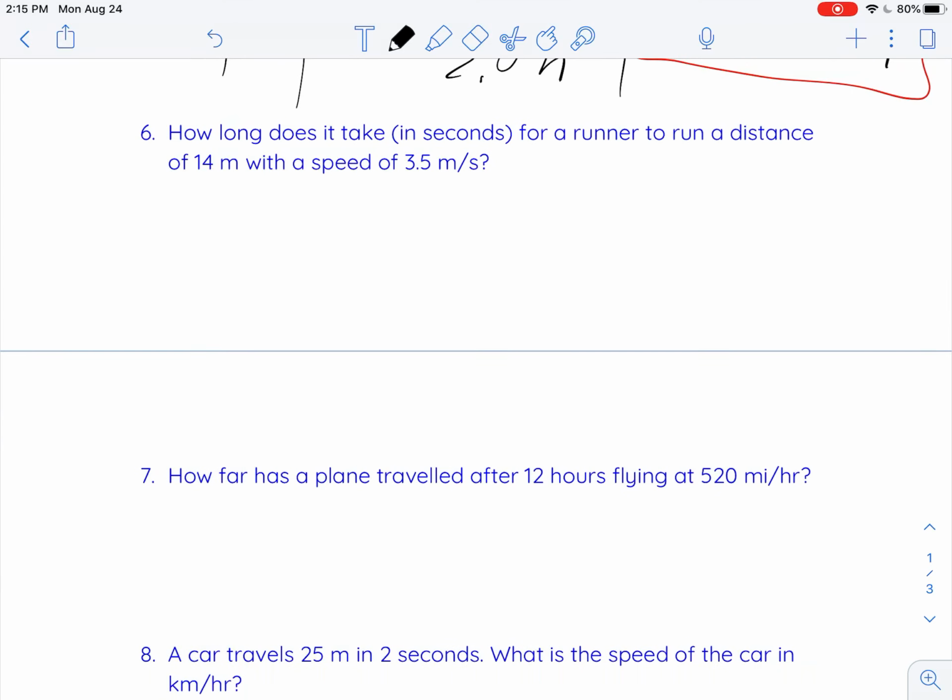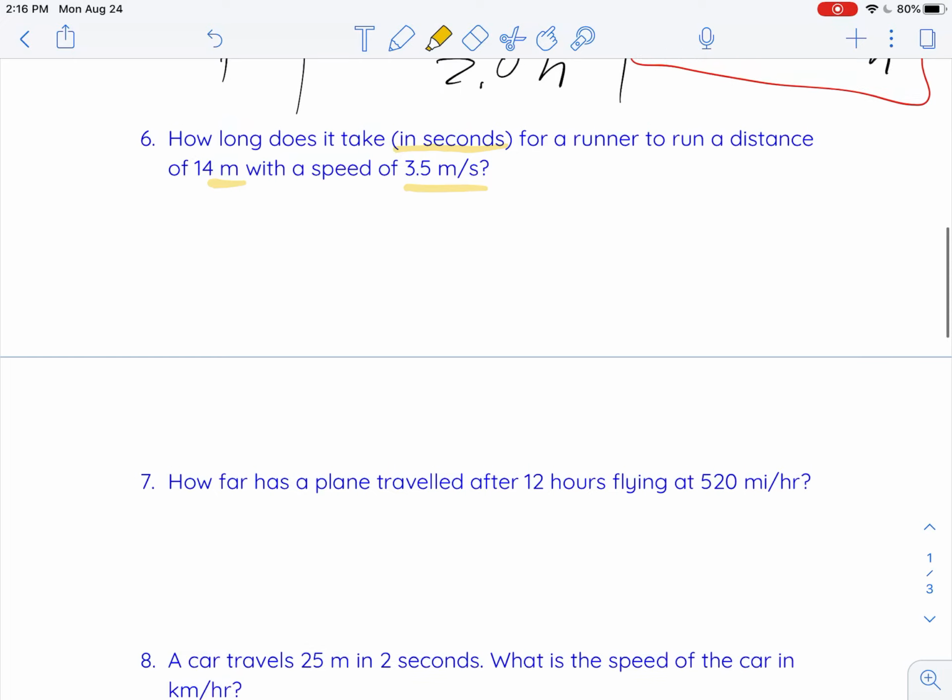All right, moving on to number 6. How long does it take in seconds for a runner to run a distance of 14 meters with a speed of 3.5 meters per second? So same kind of approach. It says how long does it take in seconds, so time is going to be my unknown. I've got a distance of 14 meters and a speed of 3.5 meters per second. So time here is my unknown when given distance and speed.